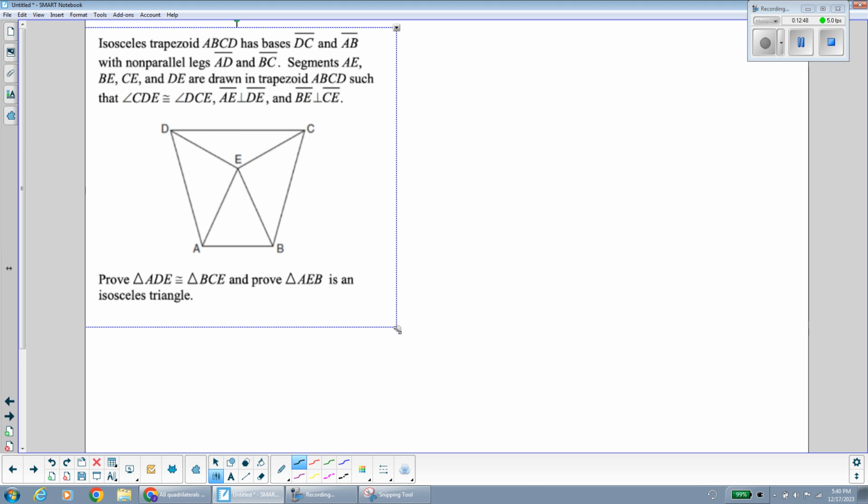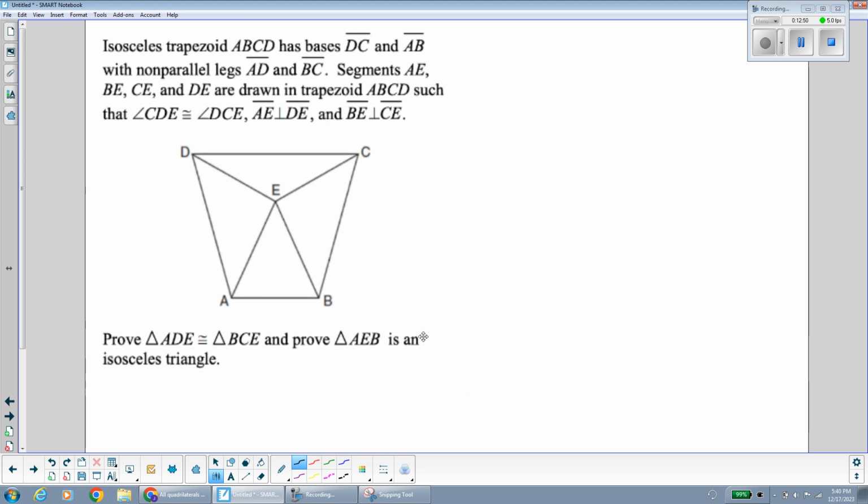Okay, we're going to take a look at this next example now. So this is another proof that we're going to be writing. And here we're told that we have an isosceles trapezoid. And the bases of this trapezoid are DC and AB. And the non-parallel legs are AD and BC. So I'm going to mark DC and AB as parallel since those are the bases of this isosceles trapezoid. And trapezoids do have one pair of parallel sides.